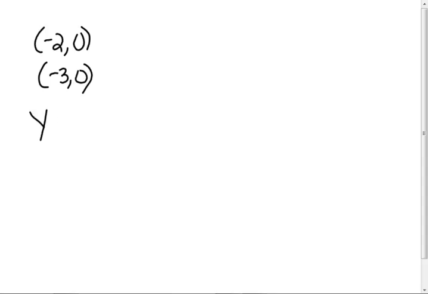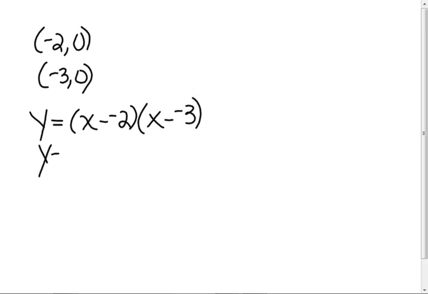So that's y equals (x minus a negative 2). Now it says factored form, so don't skip. (x minus a negative 3). So y equals (x plus 2)(x plus 3). I don't know if you have that one down yet. And the parabola opens upward. What is the equation of the parabola in general form?